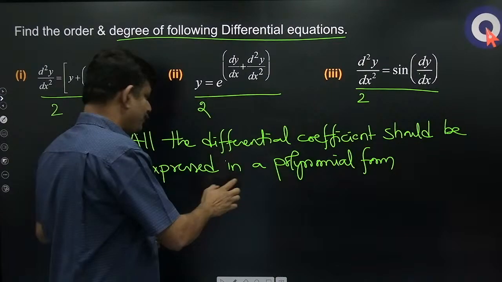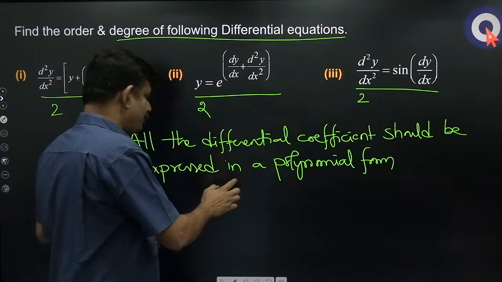So you cannot have sin dy by dx, or you cannot have cos dy by dx, or you cannot have e power dy by dx in the equation. So whatever it is, you have to first convert it into a polynomial form. So sometimes it is possible to convert it into a polynomial form. For example, here, is it a polynomial form? No, it's an irrational form. Why? Because the power is 1 by 4.